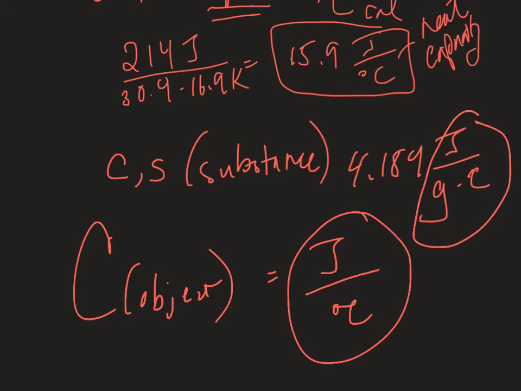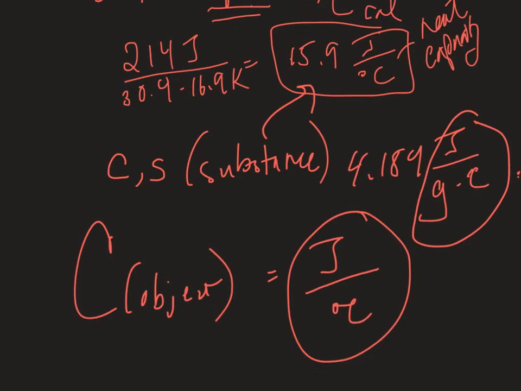It is for that specific cup. It is not for styrofoam. So when I see 15.9 joules per degree Celsius, that means for every degree Celsius change that this cup experiences, it's going to absorb 15.9 joules of heat. So the grams is worked into the 15.9 because it is an object, because it is a whole cup, not a substance like styrofoam or water.